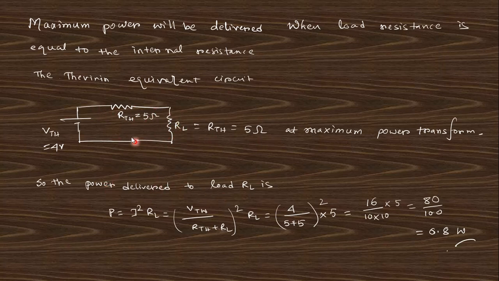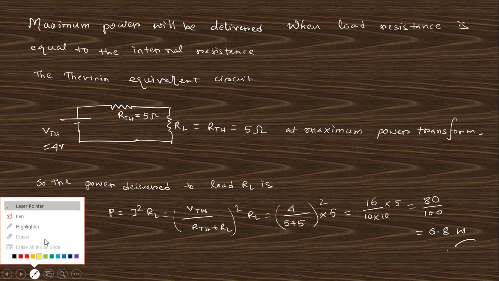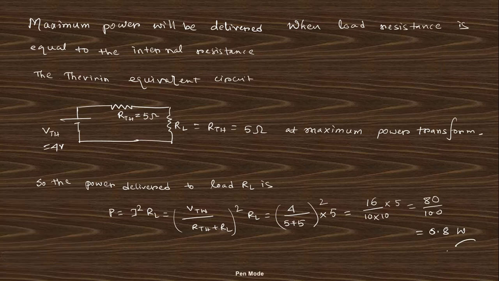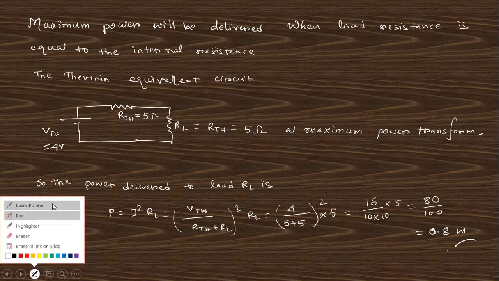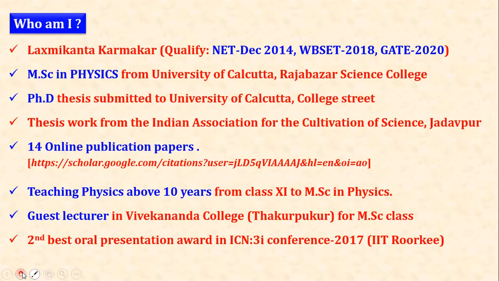So the power will be I square R, where I equals VTH by total resistance. Putting this value, we get this expression, 0.8. This is nothing but 0.8 watt. Clear? I think clear.